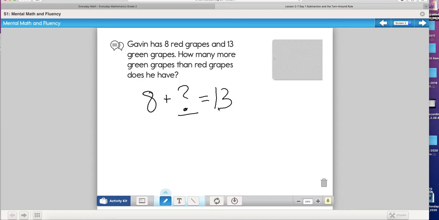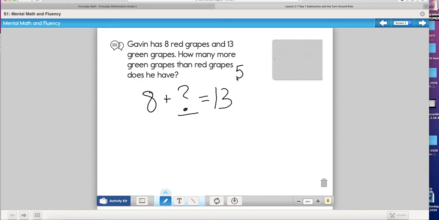Anybody know the other way we could have figured this one out? Alina, what do you think? You could have had 5 with it? Nope, because we didn't know we had 5. That's what we needed to figure out. He has 5 more green grapes than he has red. But how could we have also figured it out?